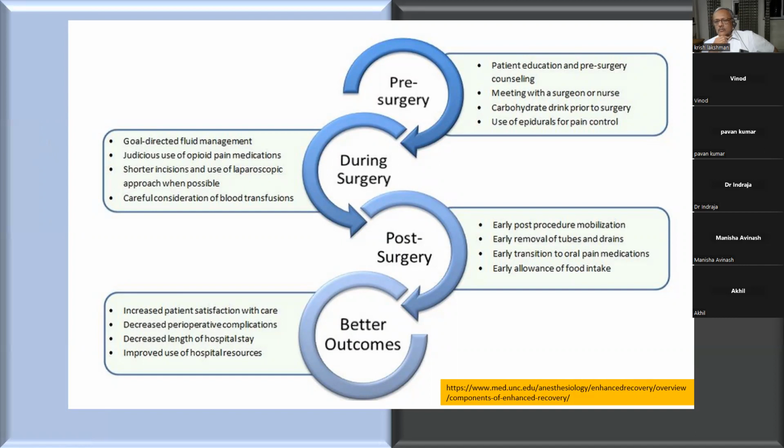Okay, that's the intra-op. And in the post-op period, early mobilization, removal of tubes and drains. We'll talk about tubes and drains some other day. Early oral feeding, very, very important. If you do these three things very clearly, better outcomes have been documented in many, many kinds of surgeries. It started with colorectal surgery, and it has been useful in many other surgeries as well.